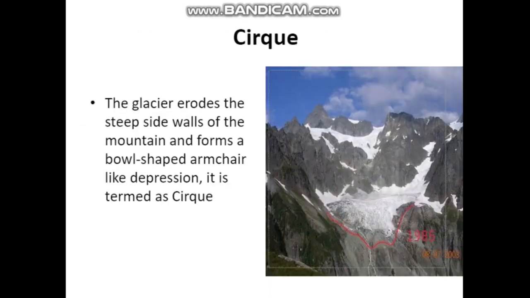Next one is the cirque. What do you mean by cirque? From this picture, what do you understand? Cirque, it is like a chair, isn't it? Armchair. It was shaped like an armchair. So the glacier erodes the steep side walls of the mountain and forms a bowl-shaped armchair-like depression. It is termed as cirque.